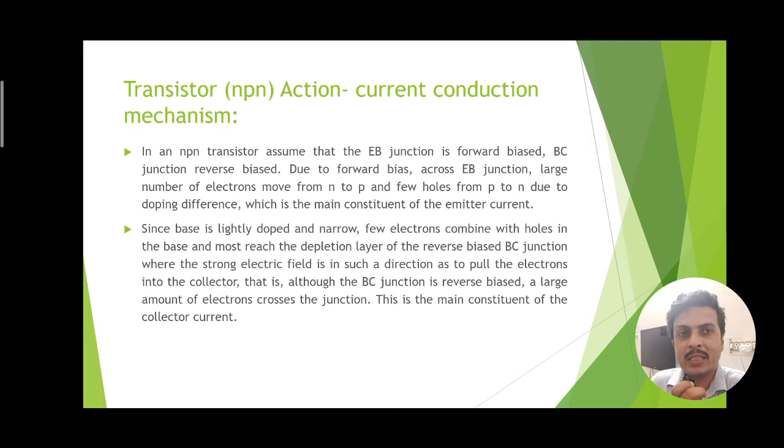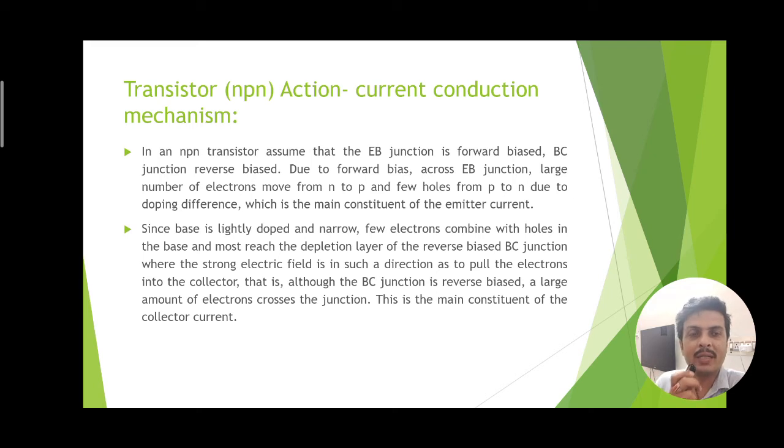Similarly, the minority charge carrier electrons residing in the base region will be attracted to the collector terminal due to the positive terminal of the battery connected to the collector terminal. So these minority charge carriers crossing the junction form a leakage current, which is a little amount of current and unidirectional. The direction of the leakage current flows from collector to base region.